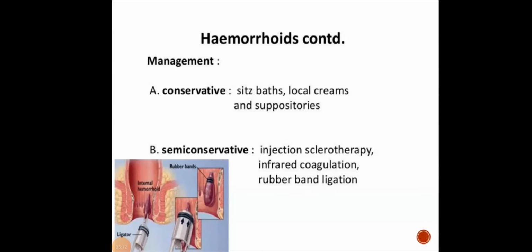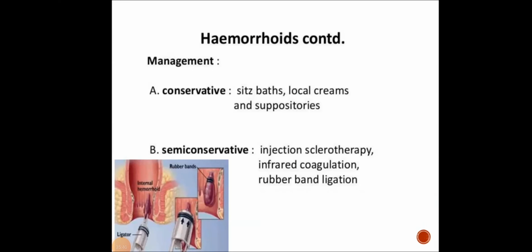As an OP procedure, it can be done using the proctoscope and syringe. 3 to 5 ml of 5% phenol in almond oil can be injected into the submucosal plane just above the anorectal ring to the pedicle. And all the masses, means how many pile masses are present, can be injected separately. That is 3 to 5 ml can be injected to each site in a single setting. It can be repeated after 6 weeks.